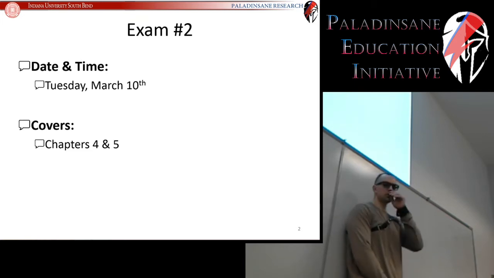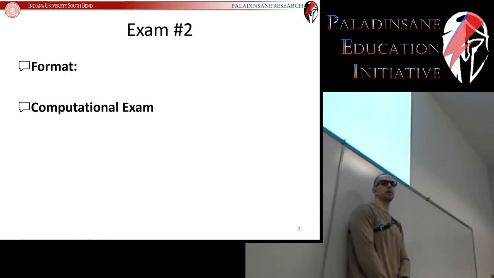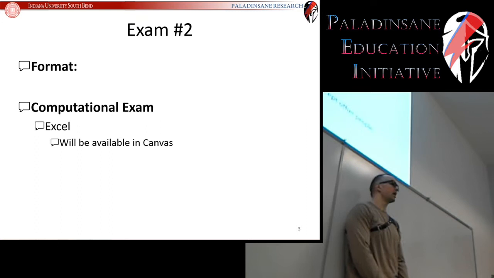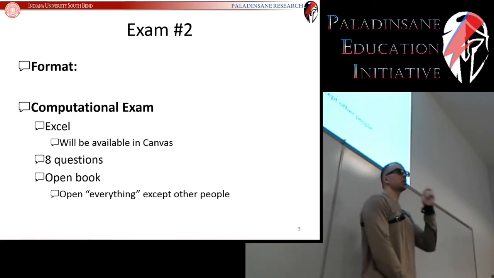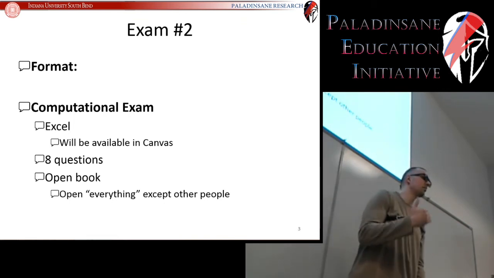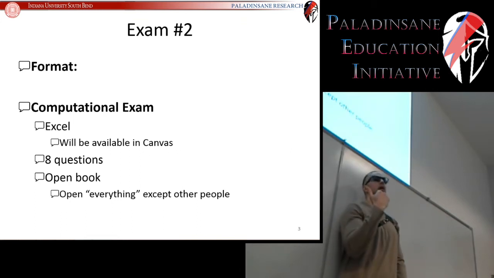And as before, it's going to be a computational exam. So it'll be in Excel, made available in Canvas. There's going to be 8 questions, and once again, open book, which means open everything except collaborating with other people. This one is going to be especially important for hypothesis testing because we have that 5-step procedure. If you don't have that down cold yet, or maybe even if you do, have those 5 steps there ready to go, and if needed, the sub-steps for each. All we want is to make sure that you can get to the right conclusion, whether you have it all up here or all down somewhere else. It does not matter, just so long as you can do it. So take advantage of that.